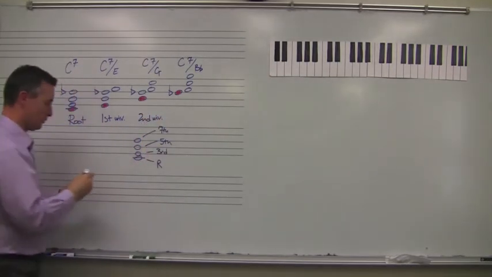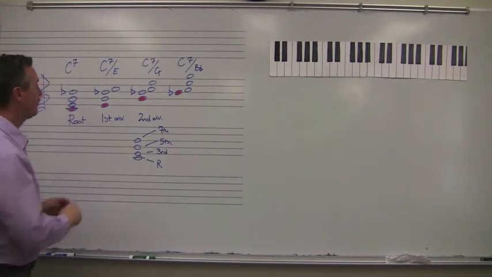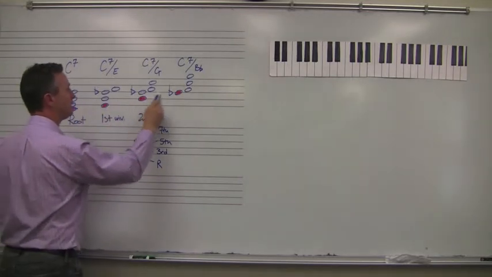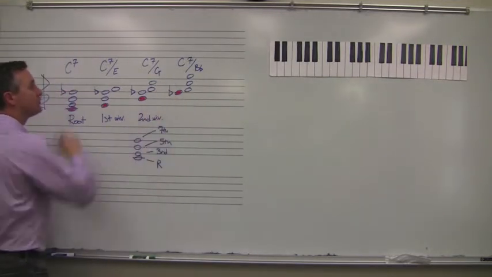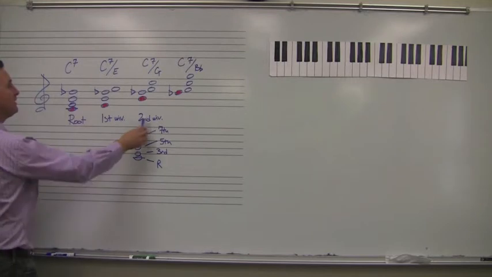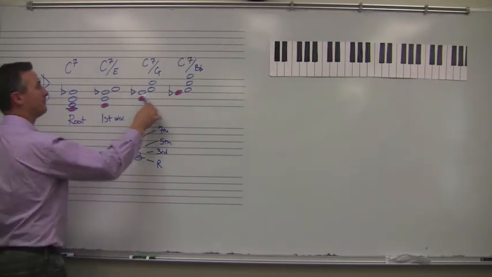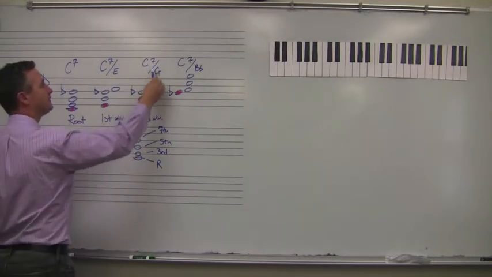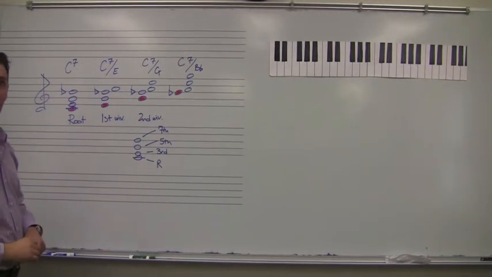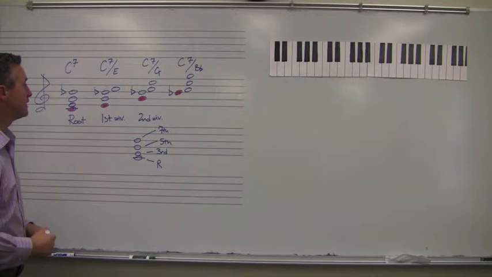In case you were confused about how I got there, all I'm doing is moving the lowest note up an octave each time, and that results in me creating a new inversion. So in this case, second inversion has the fifth of the chord in the bass, C7 over G for the guitar chord notation or jazz chord notation.